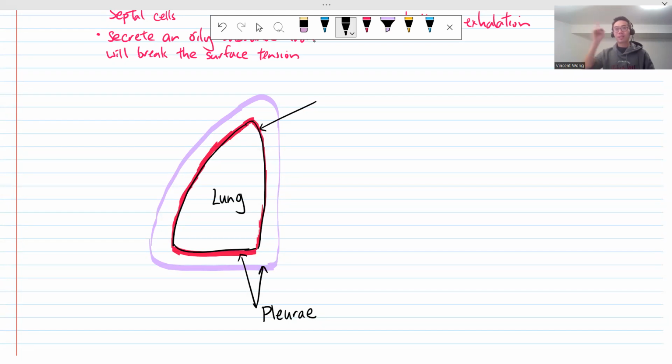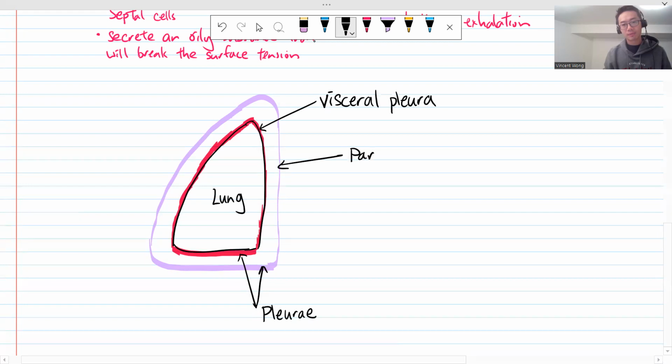Yes, the pericardium, but then it has two parts to it, right? So the one that's touching the organ, that's visceral. So visceral pleura. And we have the parietal. Parietal pleura.